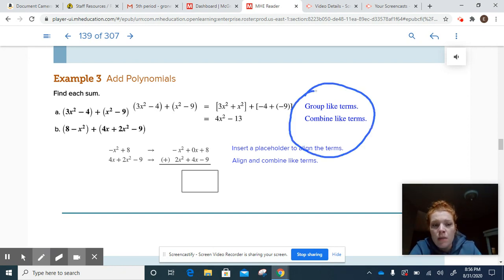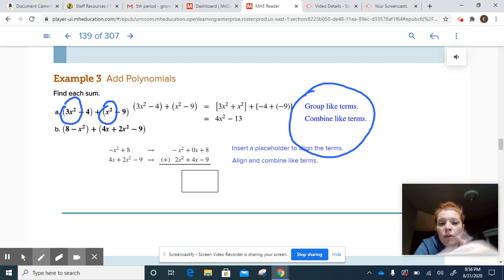Combining like terms is the main concept here. A like term has the same variable and the same power. Like the 3x squared that you'll see here and the x squared have the same variable and the same power. That means I get to add the numbers in front, or their coefficients. Now, in this particular example, they have it pretty much worked out for you. I think the only thing that they might be missing is the answer on the second part.